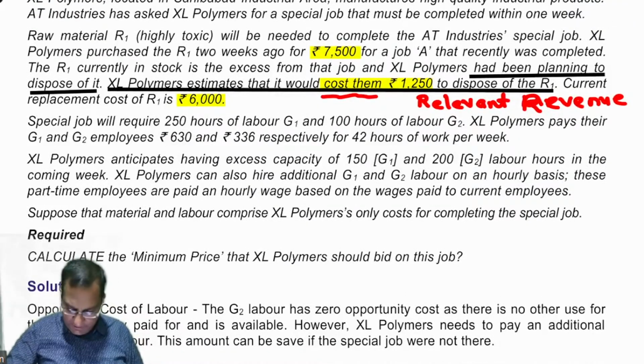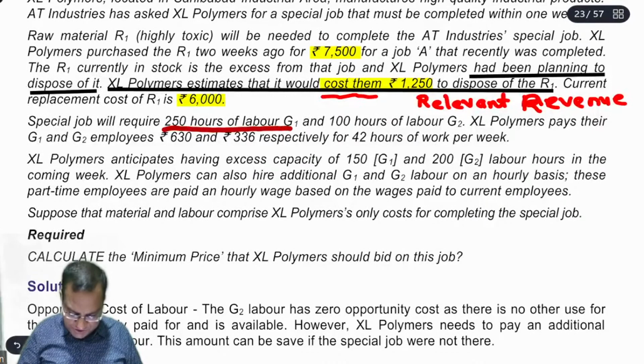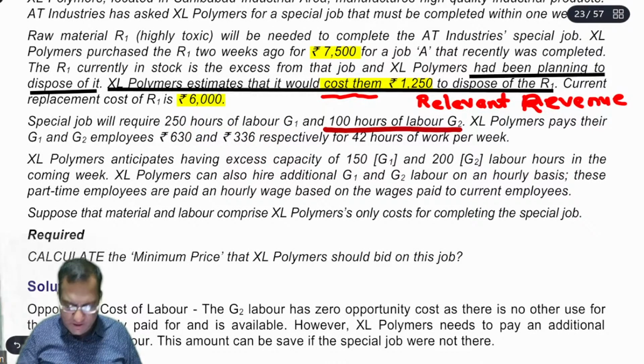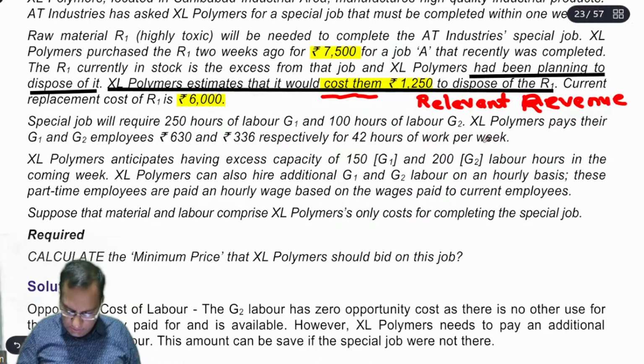Raw material is completed. Now, what about the labor cost? If the special job requires 250 hours of G1, grade 1 we can say, and 100 hours of grade 2, we require two categories of labor, grade 1 and grade 2. The company pays their grade 1 and grade 2 employees 630 and 336 respectively for 42 hours of work per week.